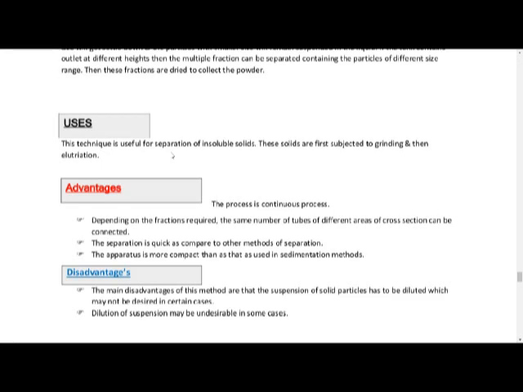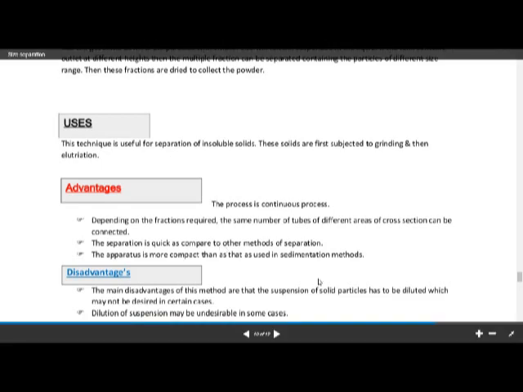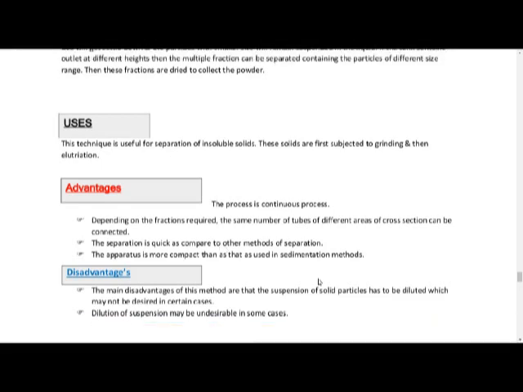Now the disadvantages of this method. The main disadvantage is that the suspension of the solid particles has to be diluted, which may not be desired in certain cases. In certain cases we require only the dry powder, and in that case we cannot use this elutriation method. Dilution of the suspension may be undesirable in some cases. This is the only disadvantage of this elutriation tank. So this was about the elutriation method.